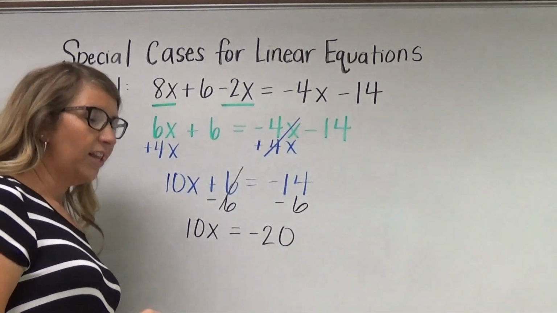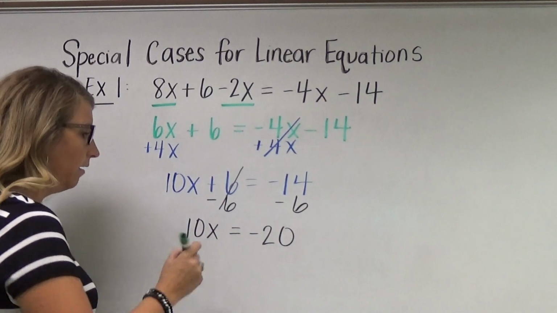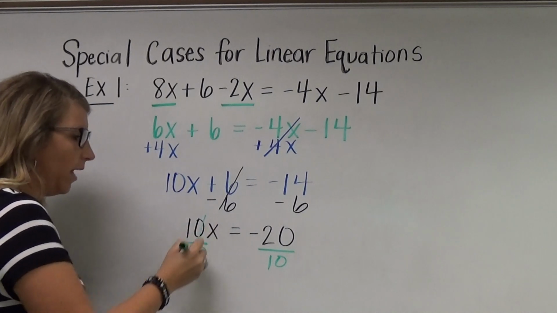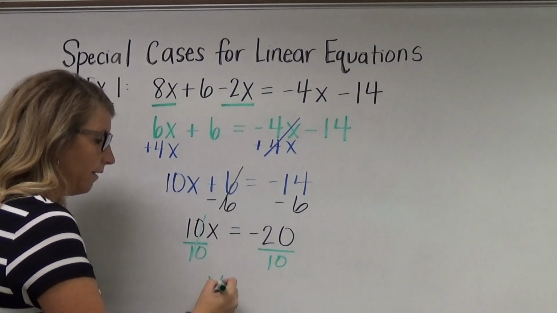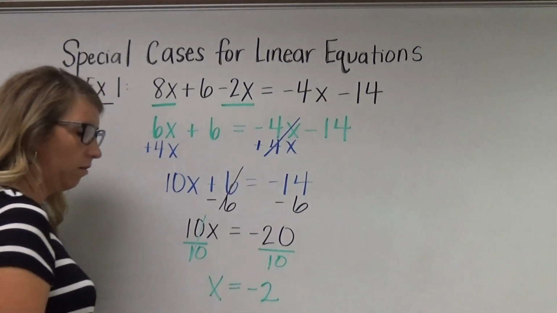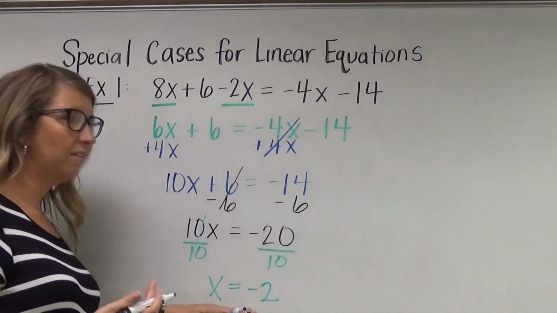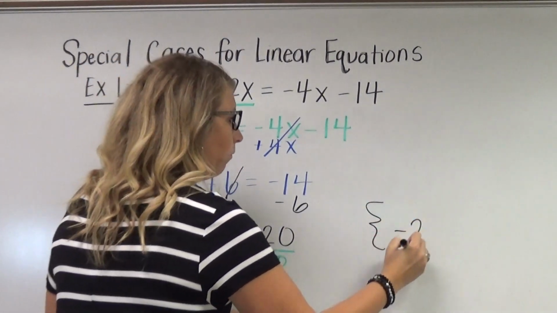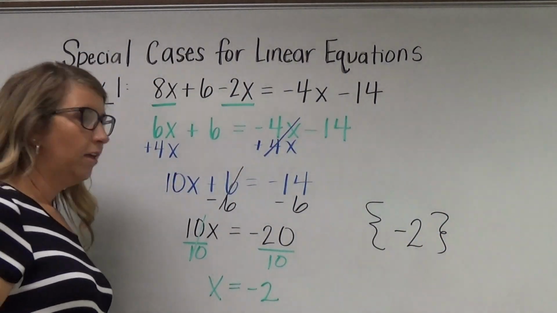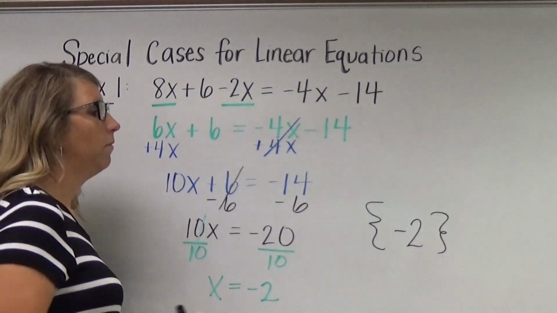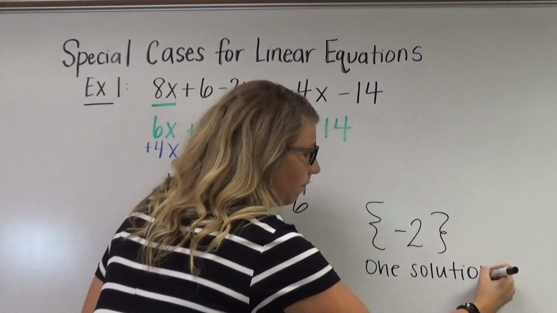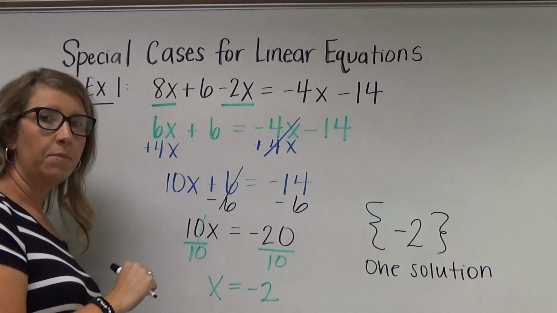I'm almost done. Last step, to get x by itself, we're going to divide by 10. That removes the coefficient of 10 off of x. 10 divided by 10 becomes a 1, and 1x is equal to our answer, negative 20 divided by 10, which is negative 2. Now notice here, we got an answer. So we have a solution. We can check that solution by plugging negative 2 in on both sides, and you'll get a true statement. But negative 2 is the only solution for this problem. So we say that there is just one solution. And this happens most of the time when you get x equals some number.